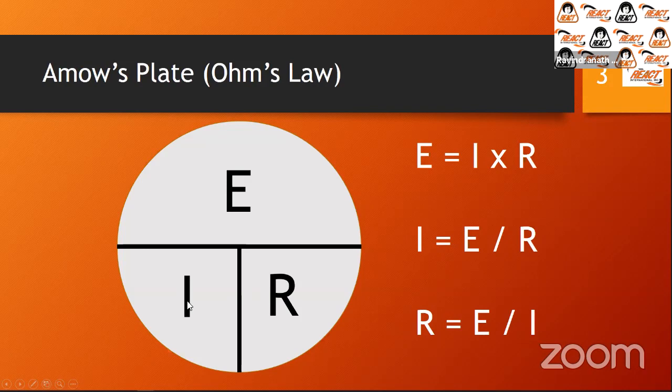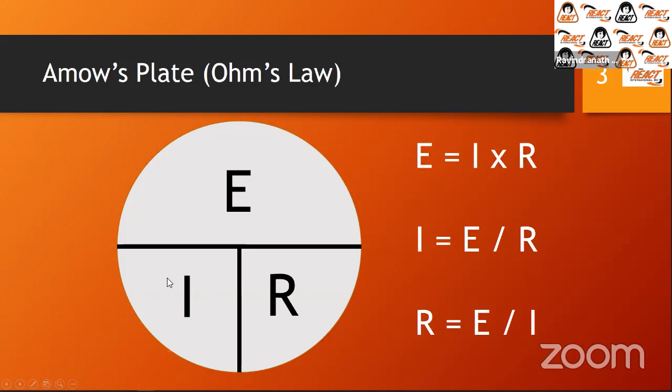So it must mean E is equal to I multiplied by R. So just to illustrate the use of the plate to find the other two terms, current and resistance, let's solve for I. If we wanted to find out what I is equal to.